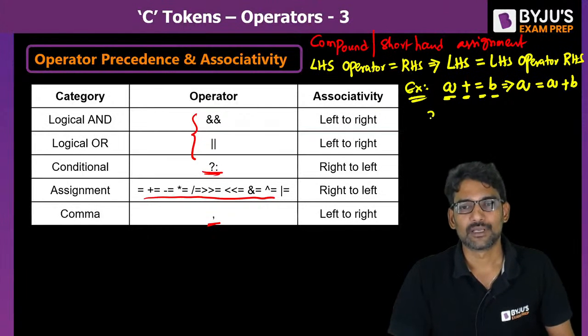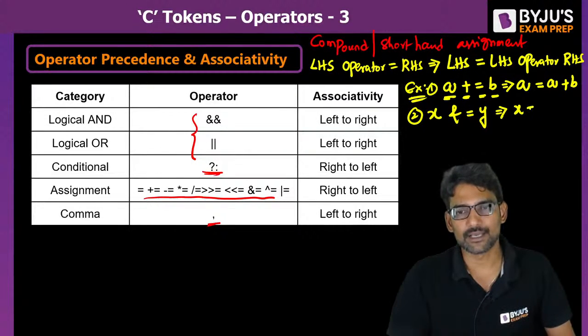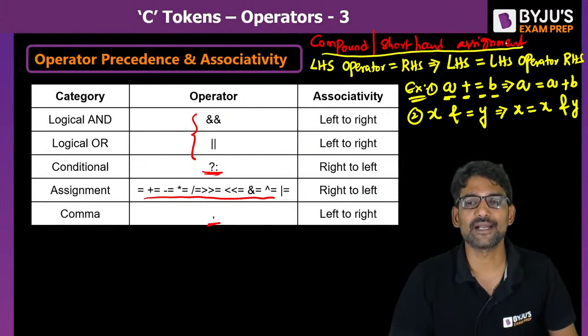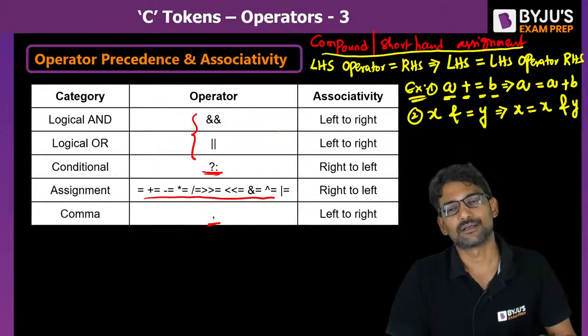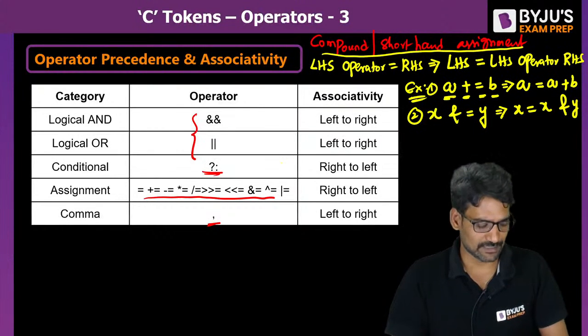Similarly, X and equal to Y. What does this mean? X equals X and Y. This is what you call shorthand assignment. And comma has the last priority. You can check the associativity, dear friends. For most of the operators, associativity is left to right.